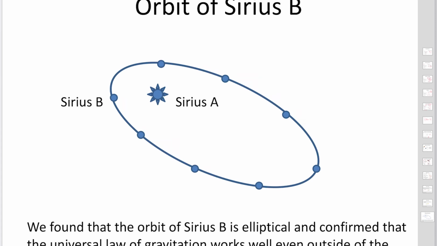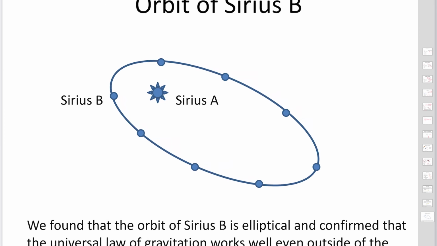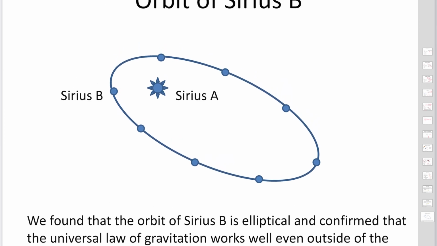So Sirius A and Sirius B are circulating around their center of mass. In this case, we consider that Sirius A is located at the focus of the orbit of Sirius B. Sirius B is rotating around Sirius A. And actually, we found that the orbit of Sirius B is elliptical, and this confirmed that the universal law of gravitation works well even outside of the solar system. And we discovered that the universal law of gravitation and Newton's second law work everywhere in the universe.